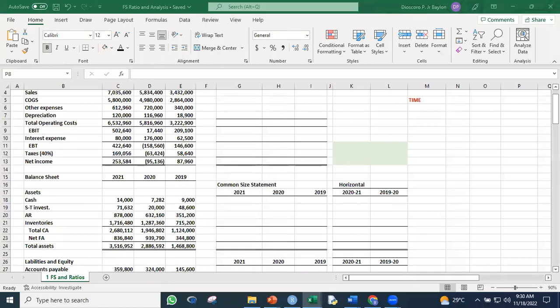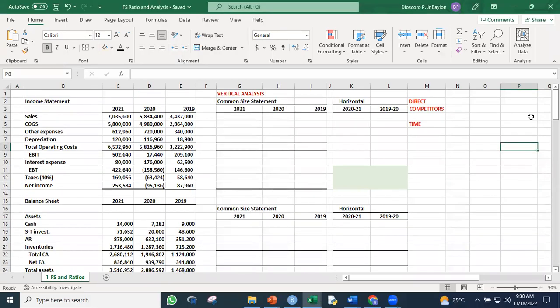Okay, good morning once again. Today we're going to continue our discussion on financial statements and financial ratio analysis.